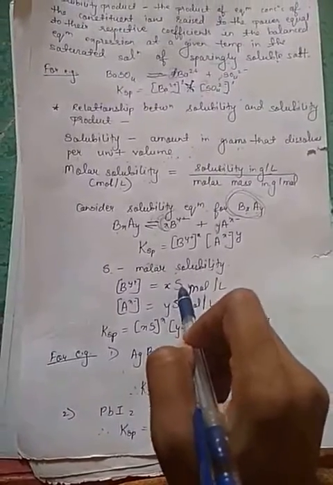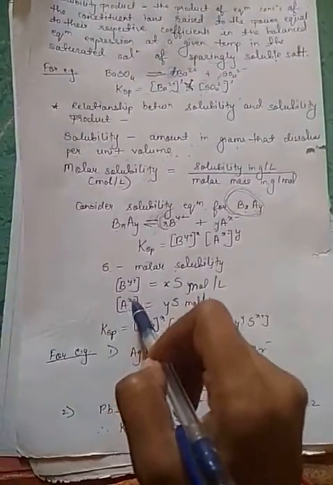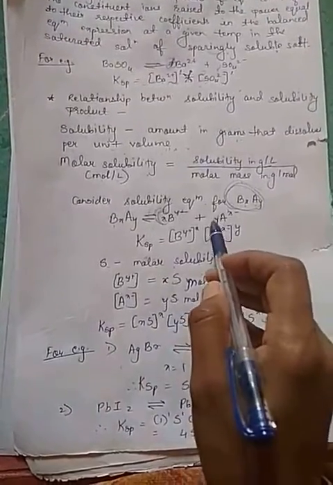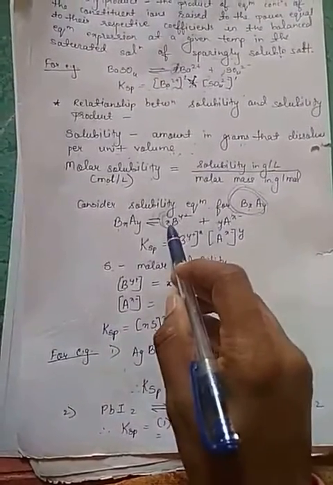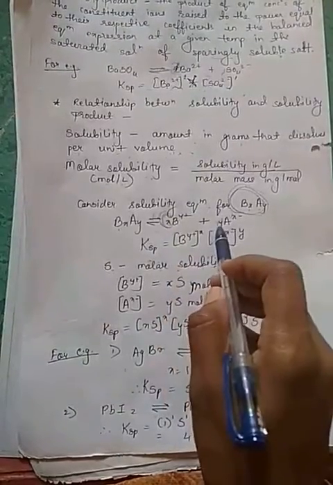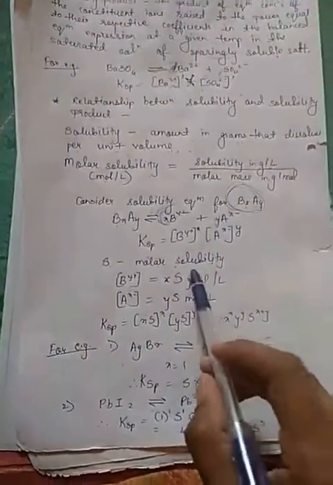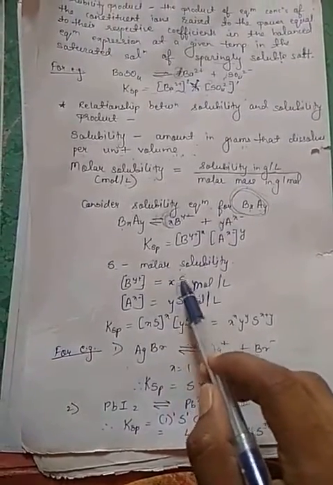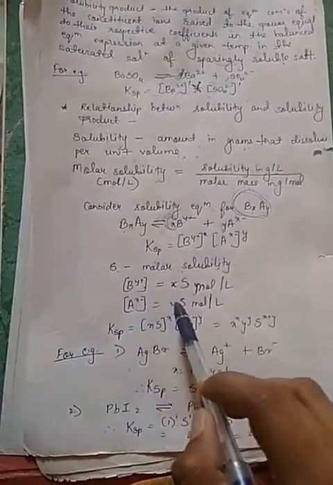X into S is the molar solubility. And for A raised to X minus, it is equal to Y into S. Why Y? Because Y is the coefficient. X is the coefficient for B raised to Y plus, and Y is the coefficient for A raised to X minus. So for B raised to Y plus, the concentration is X into S, and for A raised to X minus it is Y into S.